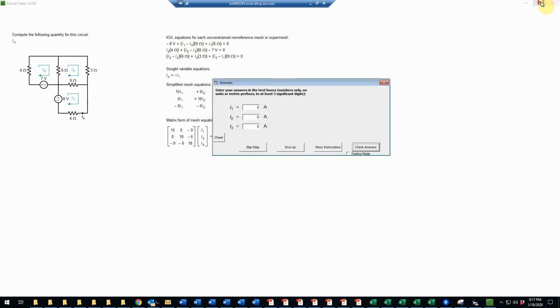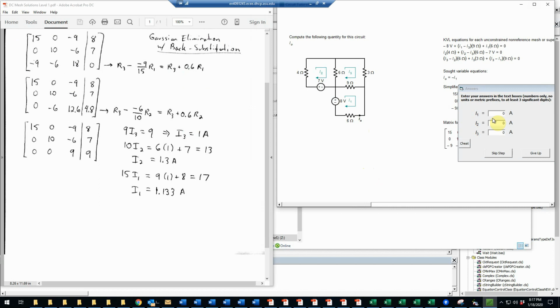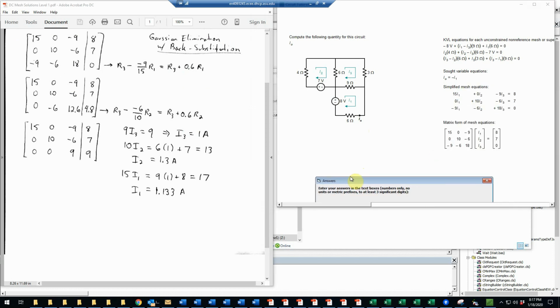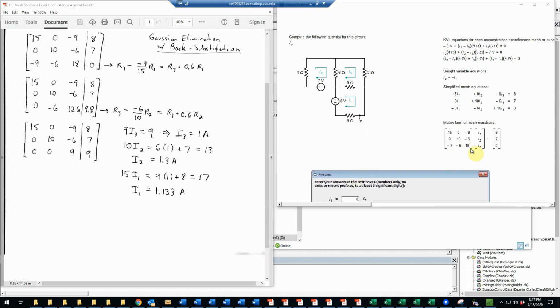Okay, so now let's look at the algebra that would be involved. What I've done here is simply copied this matrix equation over here and formed what's called an augmented matrix. So I have the 3 by 3 matrix of coefficients here. I've simply copied, so 15, 0, minus 9, 0, 10, minus 6, negative 9, negative 6, 18, just copied from here. And then I've drawn a vertical line, and then I've added another column which consists of the constants.